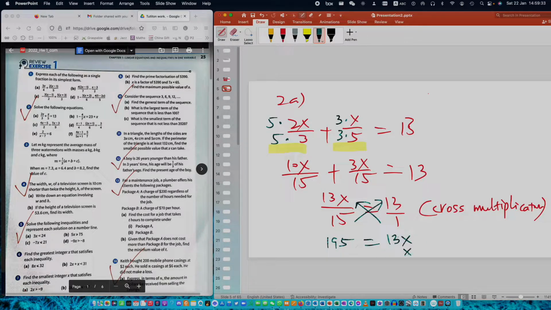So how do you get x? You divide by 13, right? So you get 15. So this is another way. Alright, so this method is also accepted.